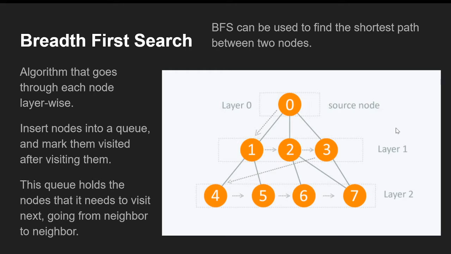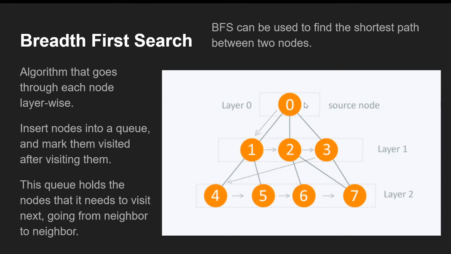The second algorithm is breadth first search. Breadth first search is kind of the opposite, or very different to depth first search. This time we're trying to go through each node in layers. In our example we have two layers, and a layer is determined by the height or distance, how far it is from your source node.